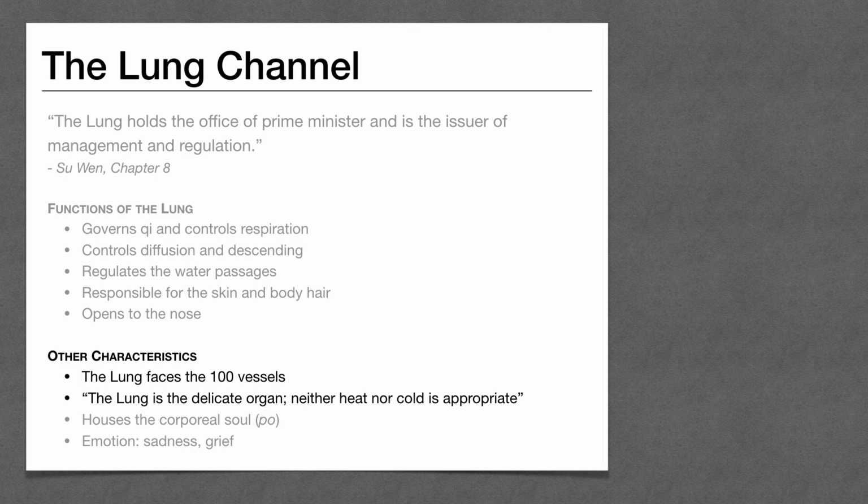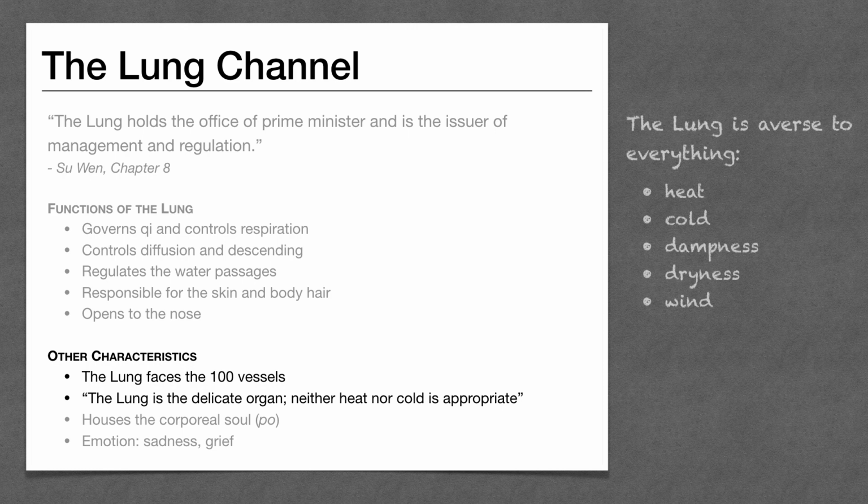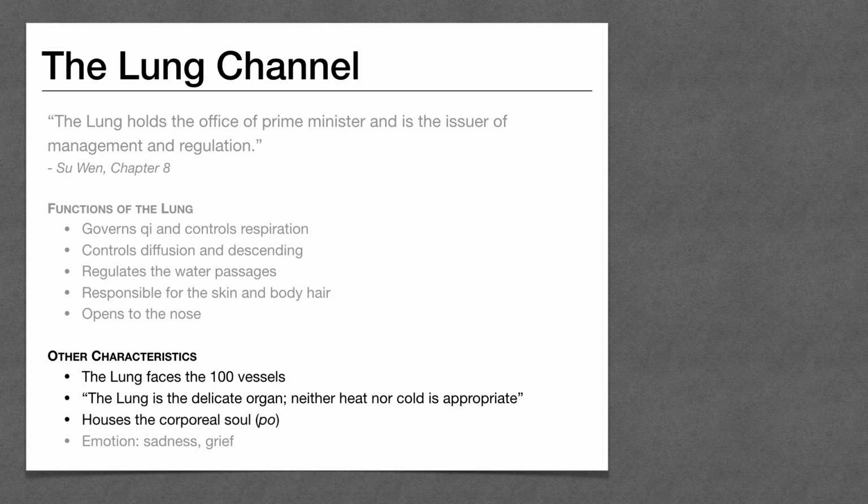It's also said, the lung is the delicate organ. Basically, whenever there's an attack, the lung is the first to be affected. Also, we might say certain things like the spleen is averse to cold or the stomach is averse to heat. Well, the lung is averse to everything. Heat, cold, dampness, dryness, wind. And then, just because the lung governs the exterior, it's going to be the first to get hit by any external pathogen.